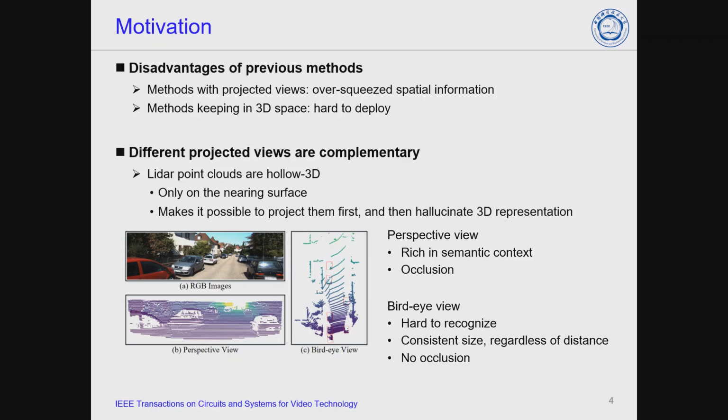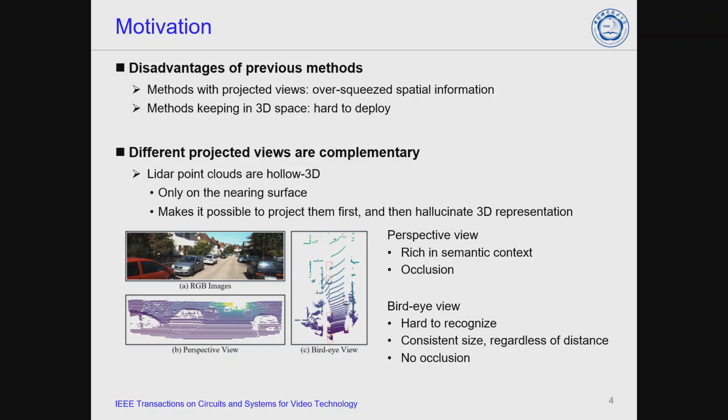We find that LiDAR point clouds are only reflected on the nearing surface of objects. We name this property as Hollow-3D property. This property makes it possible to first project the points into different views and then hallucinate the 3D representation by combining multi-view features. Besides, the projected points in the perspective view and the bird-eye view are well complementary to each other. Please see the figure B on the slide.